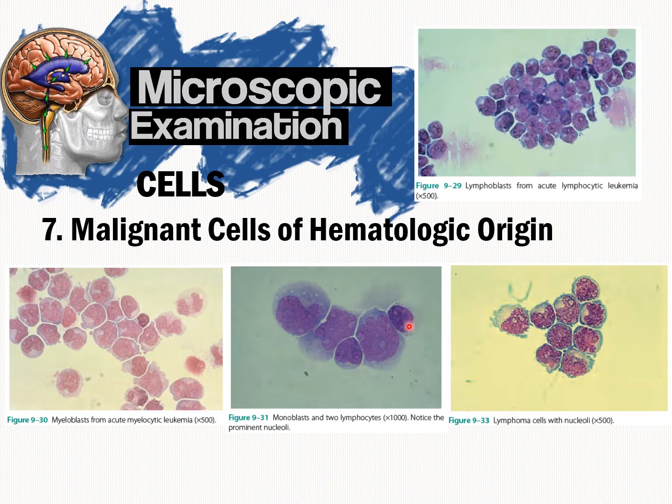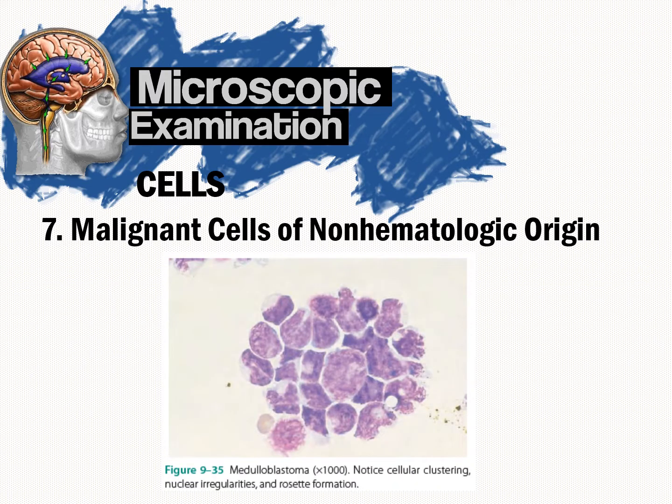Myeloblasts, monoblasts, and lymphoblasts in CSF are frequently seen as a serious complication of acute leukemias. Lymphoma cells like these ones are also seen in CSF, indicating dissemination from lymphoid tissue. The last group would be the malignant cells of non-hematologic origin. These are the cancer cells from the lungs, the breast, the kidney, and the gastrointestinal tract.